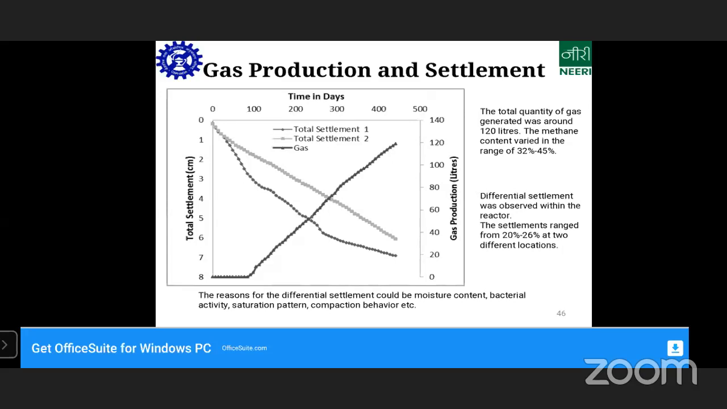So you can see gas collection was around 120 liters, and settlement was around 20 to 26 percent. We did a small mass balance by generating equations, by calculating the molar compositions of all these parameters like C, H, N, and all those things. Then we did a mass balance, and it was close to accurate. There was an error of around 5 to 6%, which is quite acceptable in research.